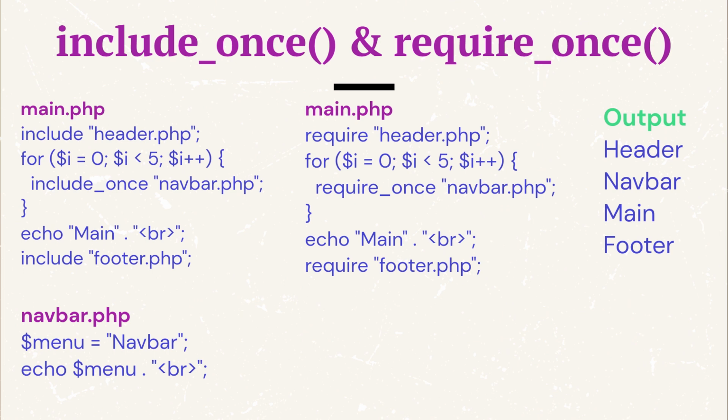Again, include_once generates a warning when a problem is found and the rest of the script will be executed. On the other hand, require_once generates an error when a problem is found and stops the execution of the rest of the lines of code.